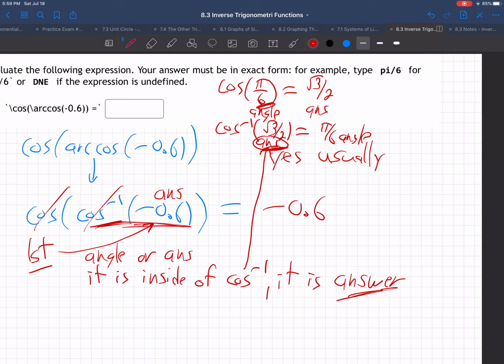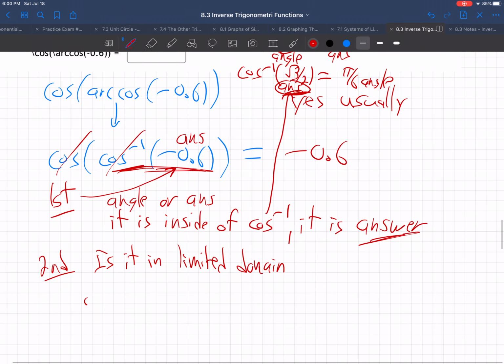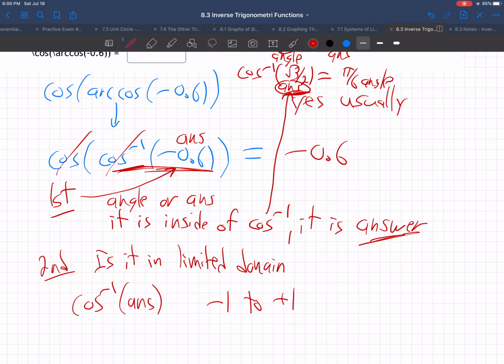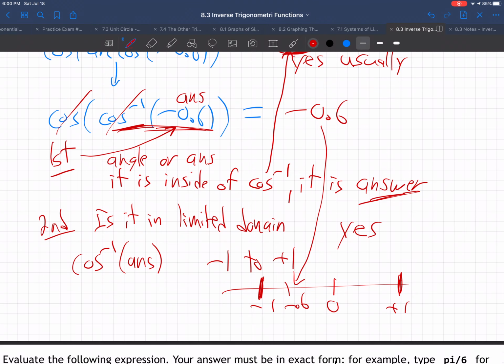So what do we do with it then? Well, secondly, you find out, is it in the limited domain? And the domain for cosine inverse answers are -1 to +1. So if you do a number line, here's -1, here's +1, here's 0, negative 0.6 is about right there. So is it between these two? Yes, it's between those two.